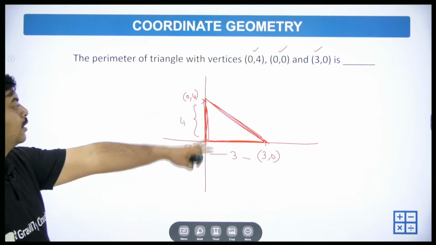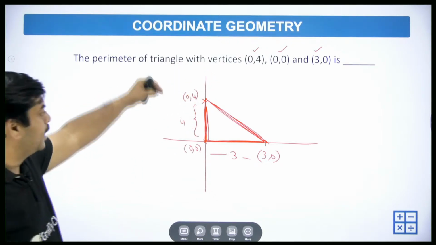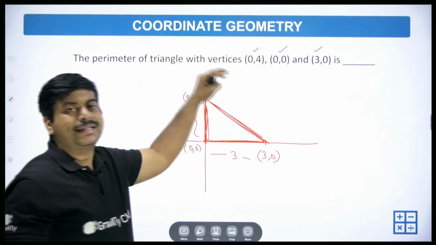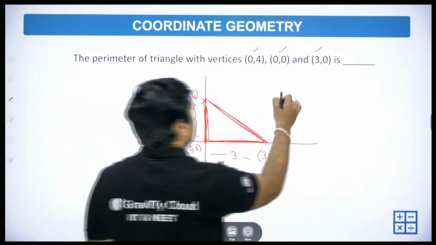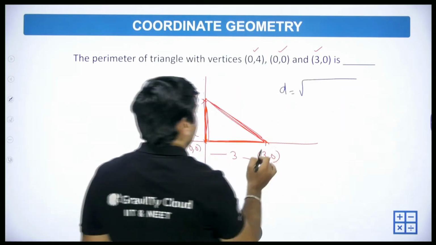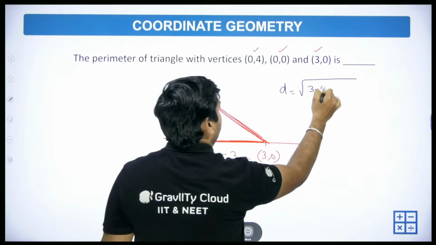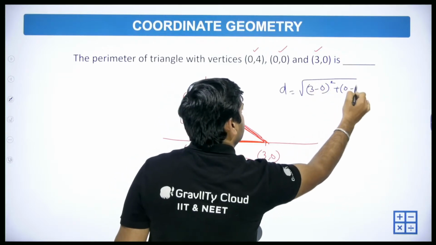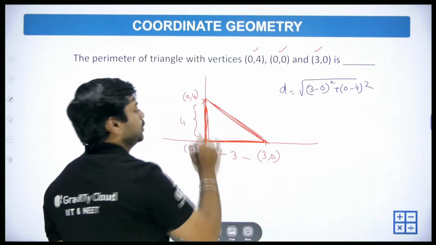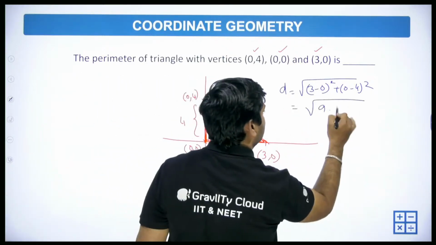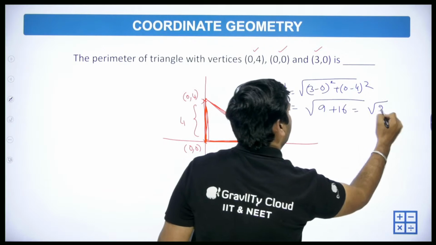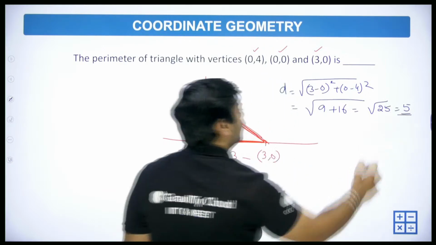For example, this 3 units, 4 units, using Pythagoras, or trying to find the distance between these two points, you can say that the distance between these two is equal to 5. So distance is equal to root over 3 minus 0 whole square plus 0 minus 4 whole square, that is, x2 minus x1 whole square plus y2 minus y1 whole square. So 3 square 9 plus 4 square 16, which is root 25, which is 5.